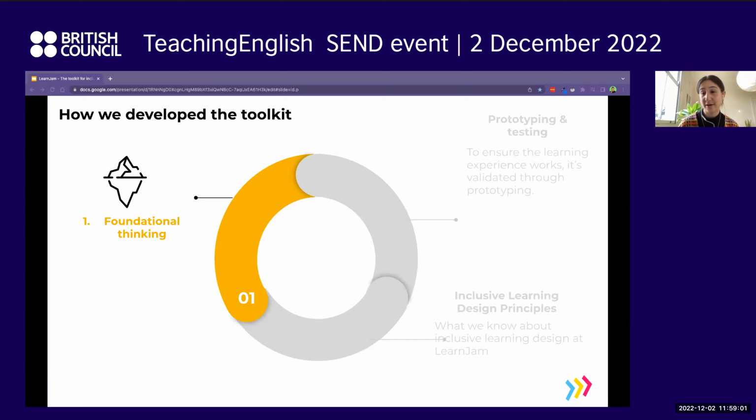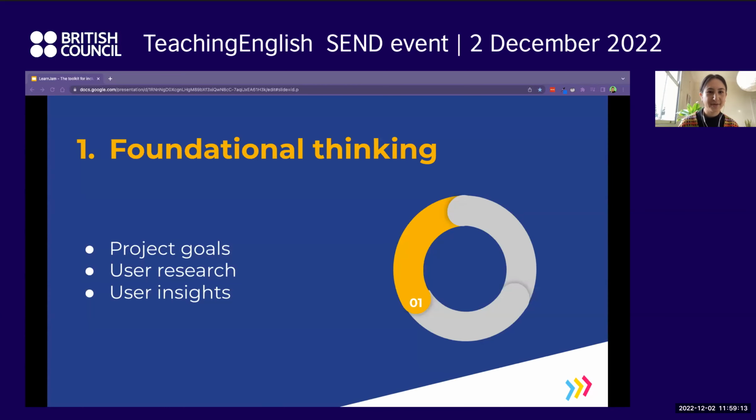We believe that at LearnJam, it's important to start by looking at the foundations of your learning design approach. This way you have an opportunity to make a genuinely impactful and engaging experience for learners that has a positive impact. So what do I mean by foundational thinking? It's looking at the project goals. We define the project goals, and with those goals in mind, perform some research to understand our users, which are teachers like yourselves, and then gather some insights or evidence and ideas.